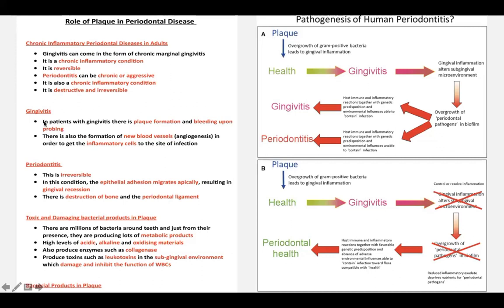Okay, now individually, gingivitis. In a patient with gingivitis, there is plaque formation and bleeding upon probing or brushing, even brushing. You know the gums are swollen, red, dusky red. They are swollen. The gums are receding. The plaque is formed. Plaque is developed, and it will cause bleeding.